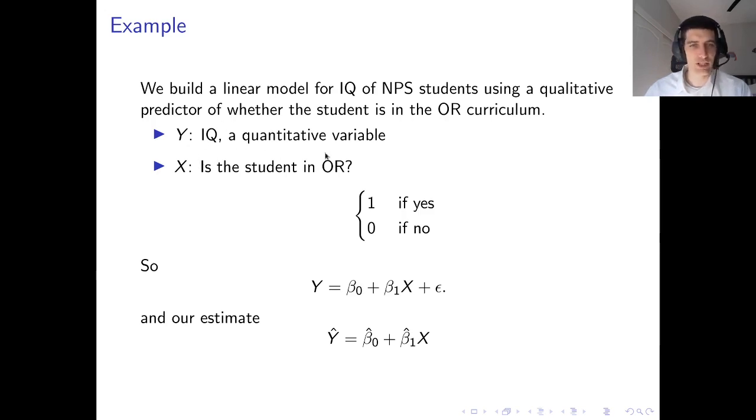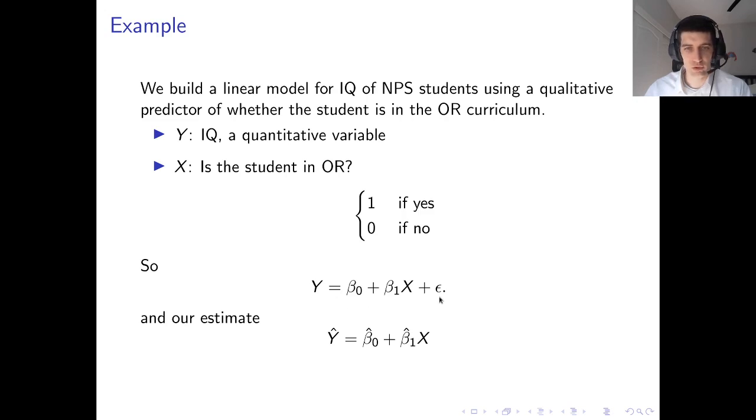So we're doing regression because we have a quantitative y. The predictor is whether the student is in the OR curriculum. This is our predictor x. We have a single predictor x, and I'm going to define it to be 1 if the student is in the OR curriculum and 0 if not. So I'm turning "is the student in OR" into zeros and ones. What that allows me to do is build a linear model as follows.